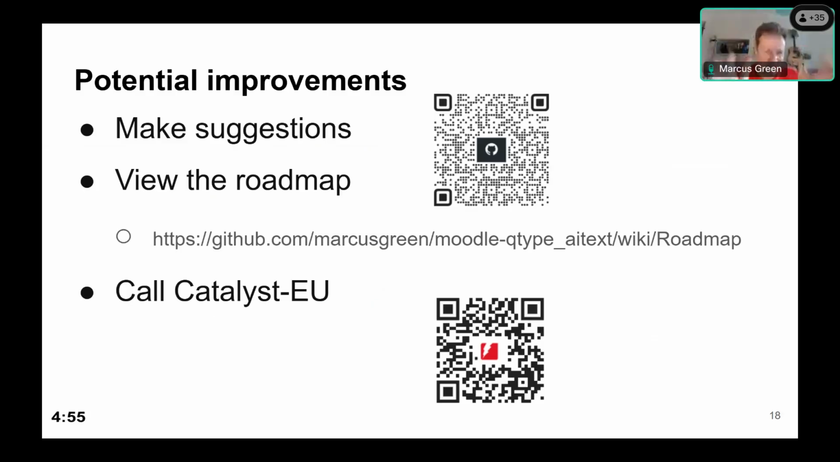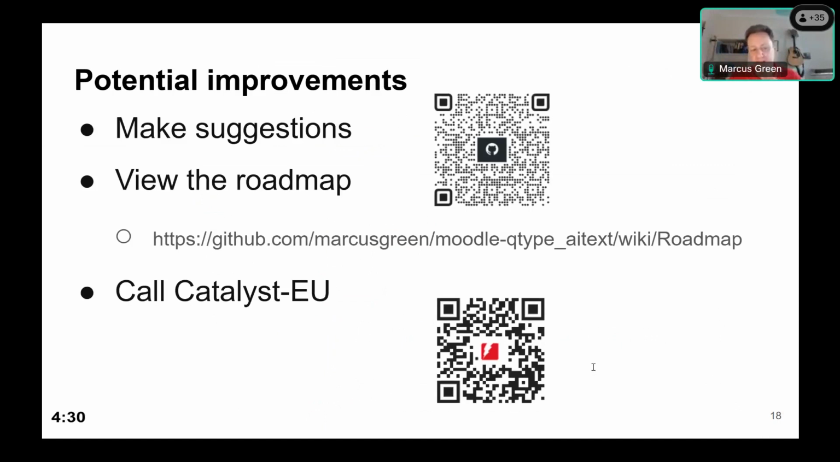So you can see a roadmap link there. If that's your thing, you can go and find that quite easily. I'm really open to suggestions. That's Catalyst, who I work for, who can make things happen very quickly in this area.